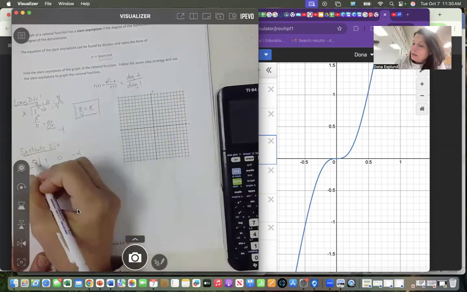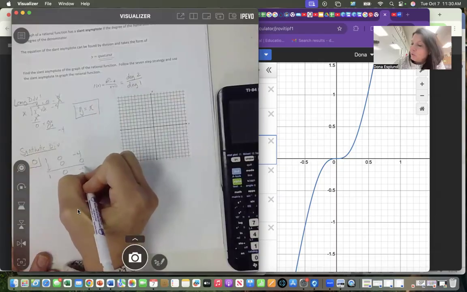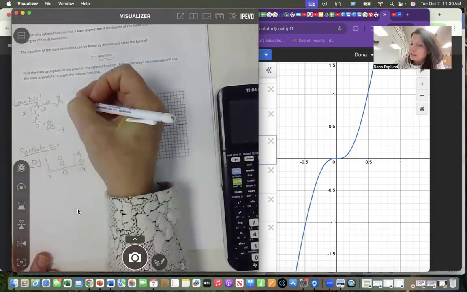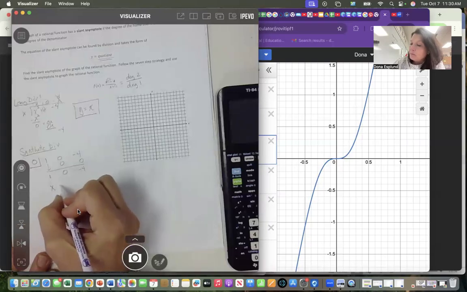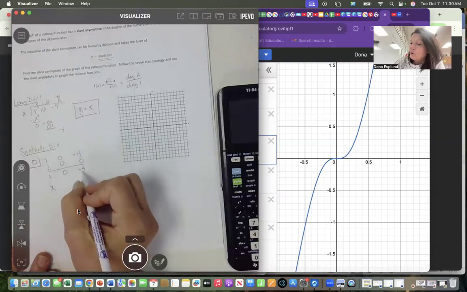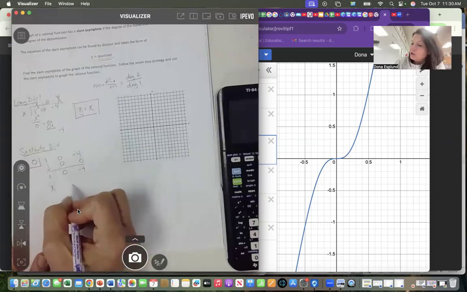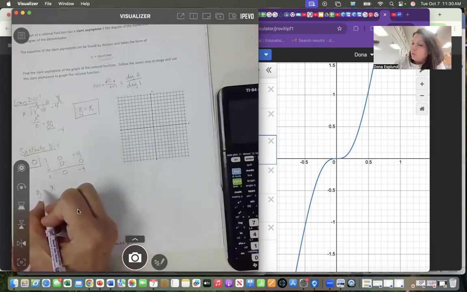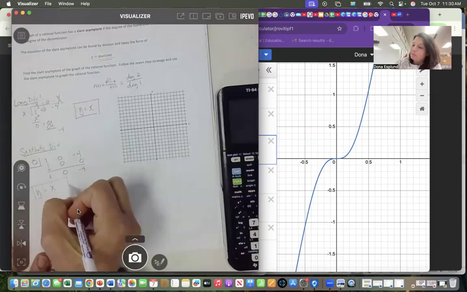I'm going to put a 1. 0 times 1 is 0, 0, 0, and minus 4. So I get the same answer as I had before. So my reduced polynomial is going to be x plus 0 and then minus 4 over x. But again, this is going to tell me my quotient is just x. And so I'm going to have y equals x as my slant asymptote.